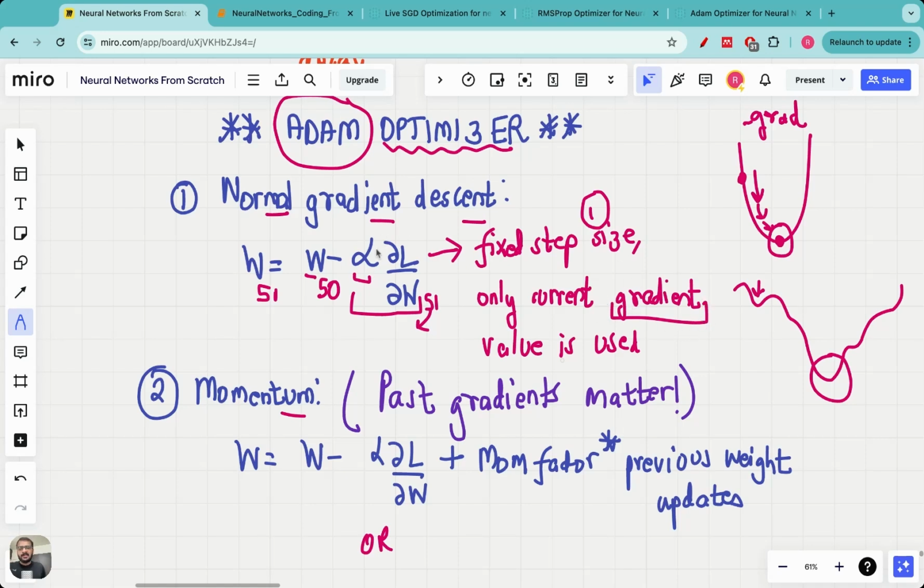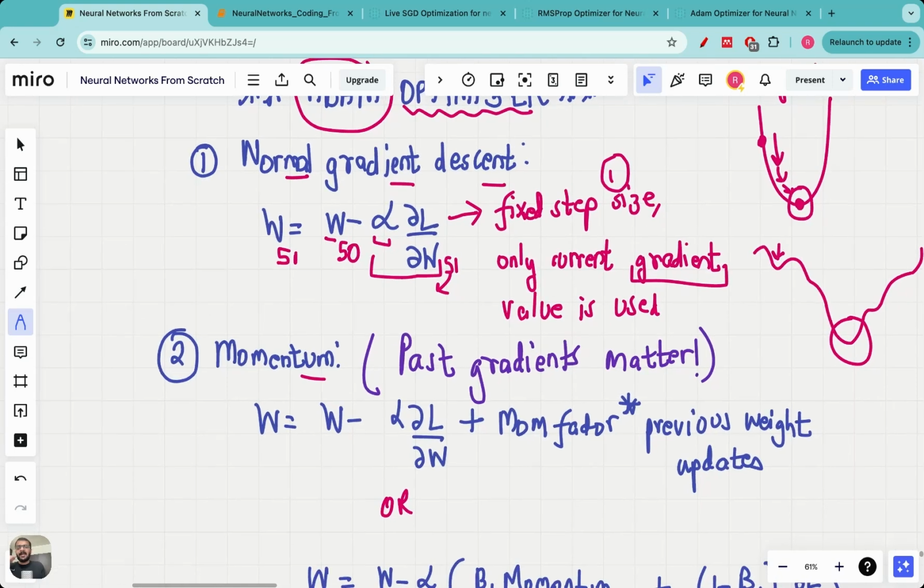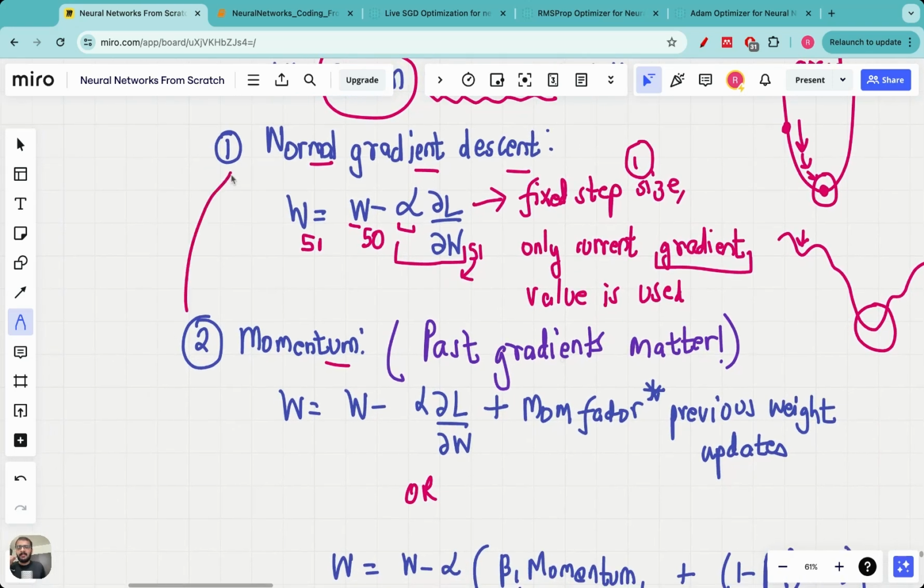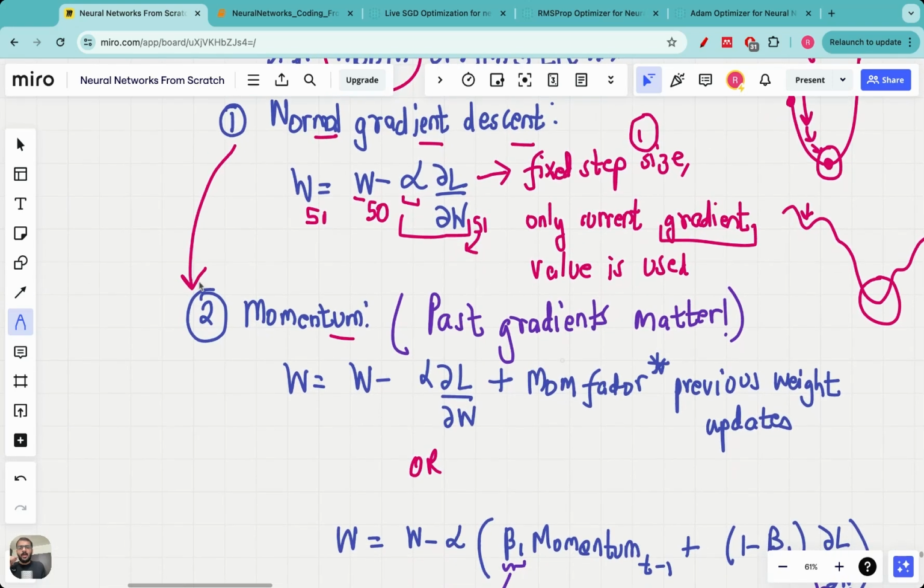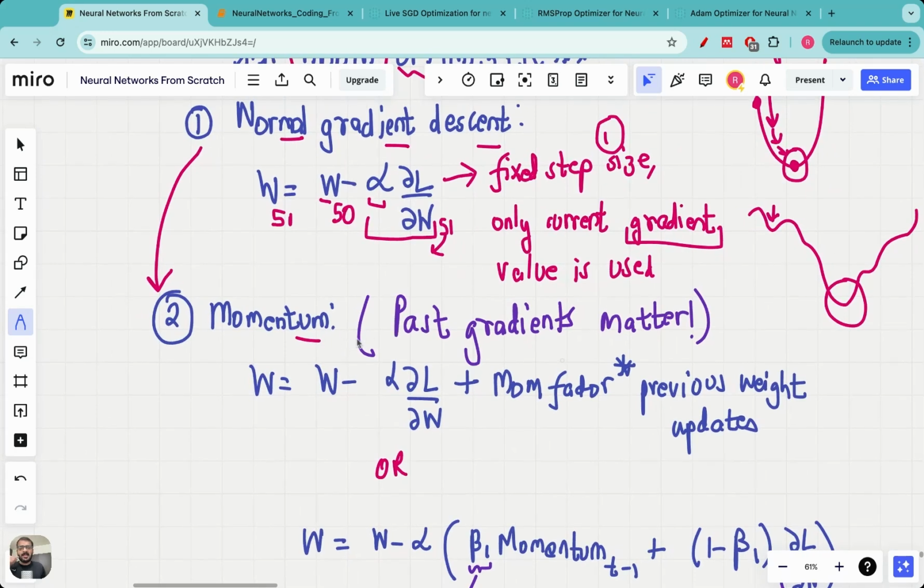for updating the weights. Why don't we use the past gradient values also? The past has a lot to teach us, so why don't we use it? That eventually led to momentum. The main idea of momentum in gradient descent is that the past gradients also matter. We definitely need to give importance to the past gradients.